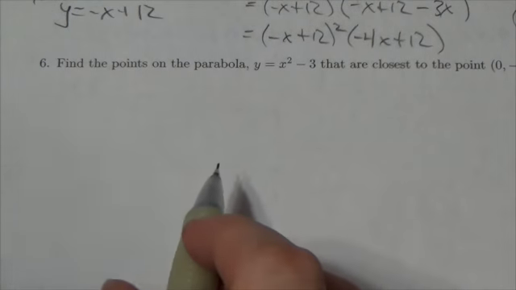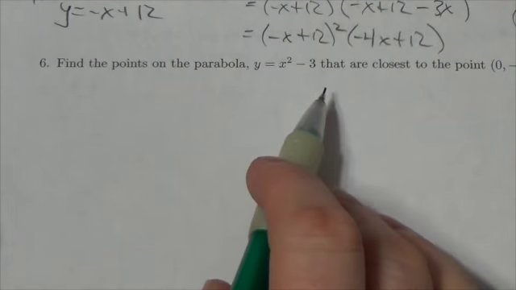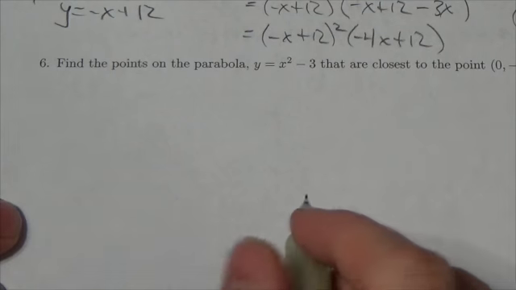Okay, number 6. Written response number 6. Find the points on the parabola that are closest to the point 0, negative 1.